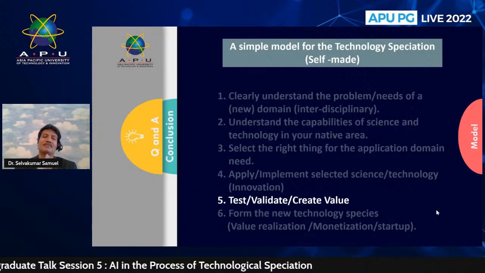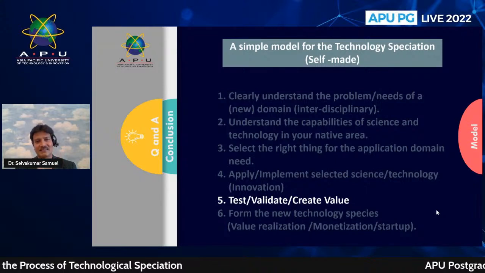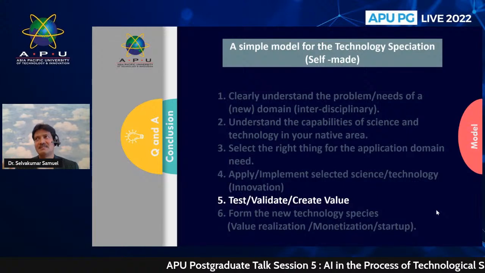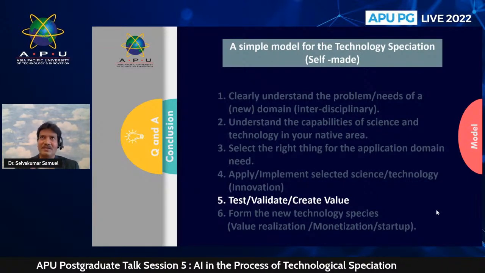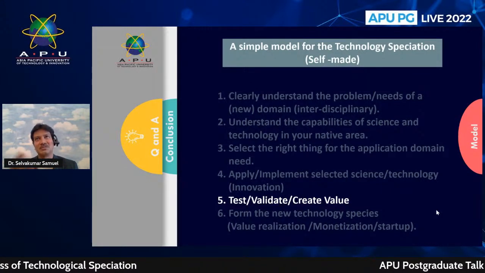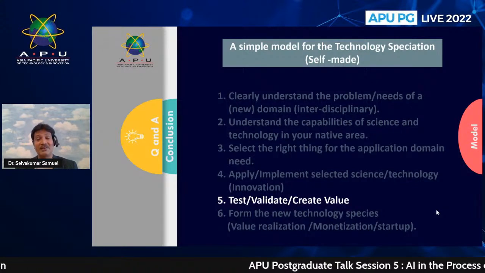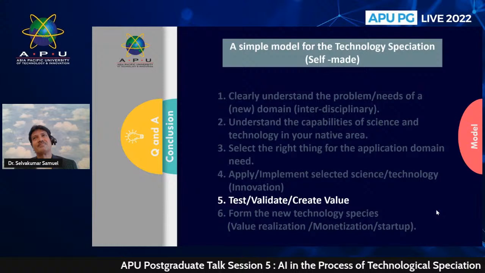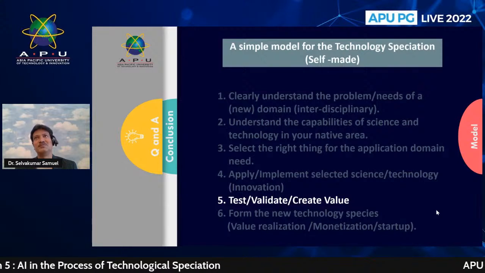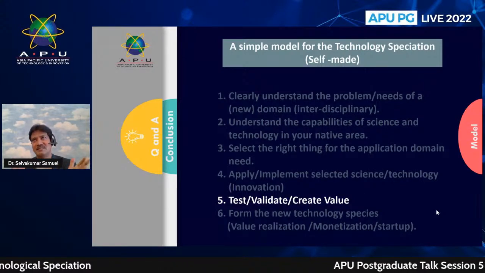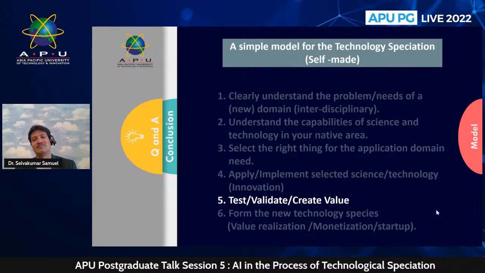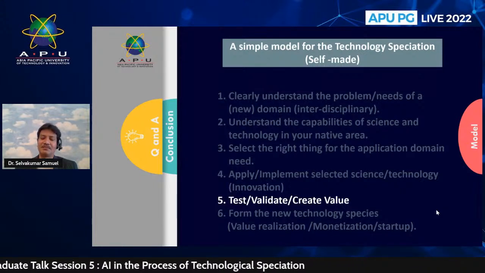Fifth step, validate, test, or create values. For example, a business invested in this new technology, I mean, for your project, you are trying to make a solution with the fusion of multiple technologies for a business problem. So the business has invested money for this innovation. So they want to create values. They want to see the result. So you have to prove that. You have to validate your solution, what you suggested is appropriate, able to solve the problem. That is the fifth step.